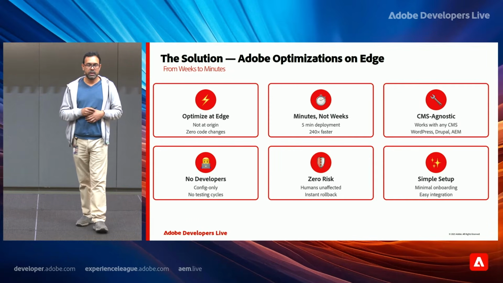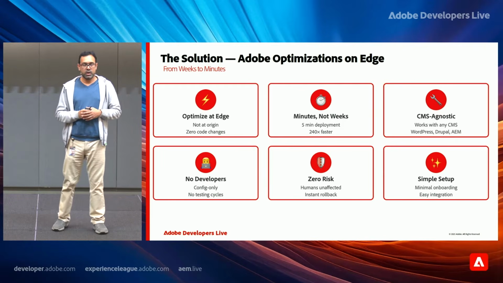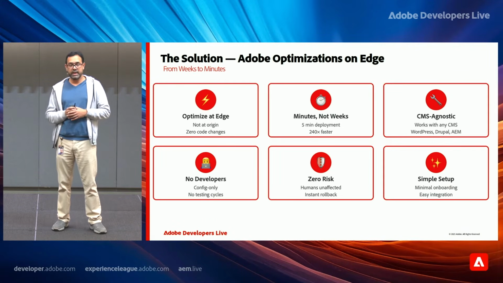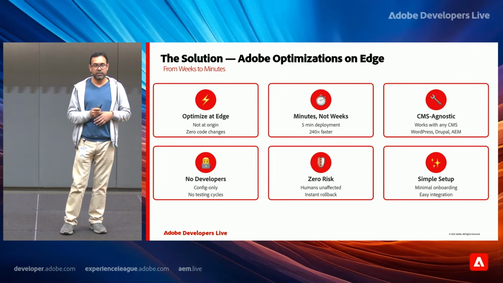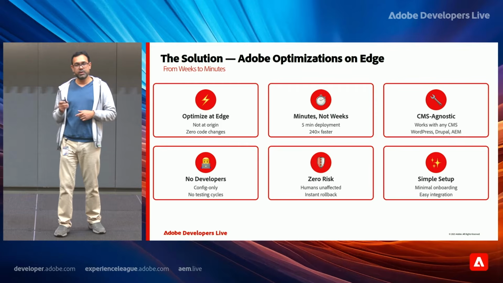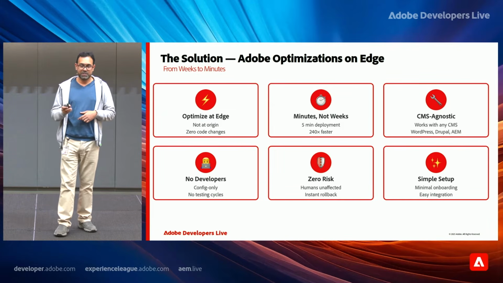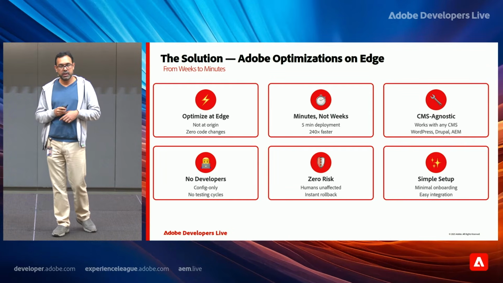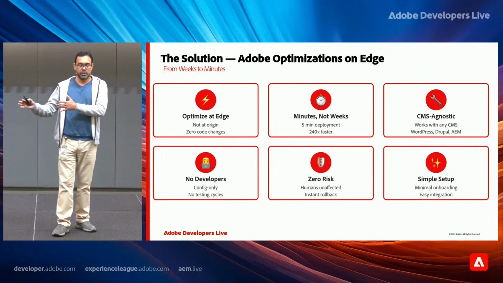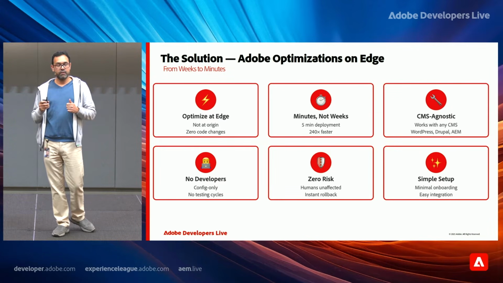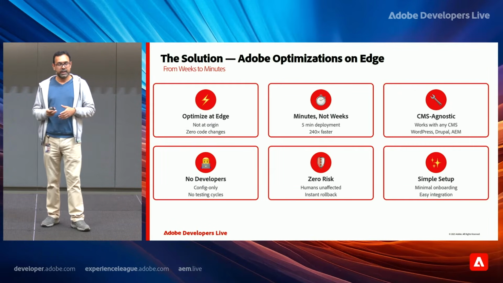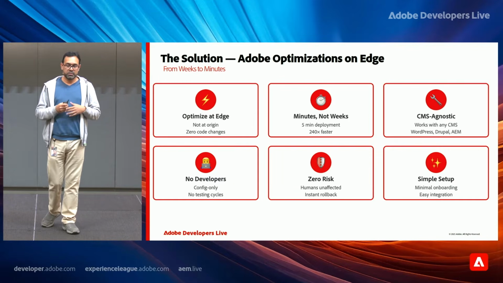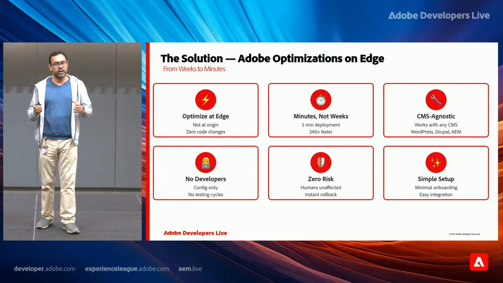Now let me talk about the solution: Adobe's optimization on Edge. Remember earlier we said 3 to 6 weeks. Now this platform can optimize the content in minutes. Let me explain how it does it. First, we optimize at the edge, not at the origin. That means we don't touch your website code. All optimizations happen at the CDN edge, outside your CMS. Second, it works in real time. So changes apply instantly. No waiting, no release cycle.